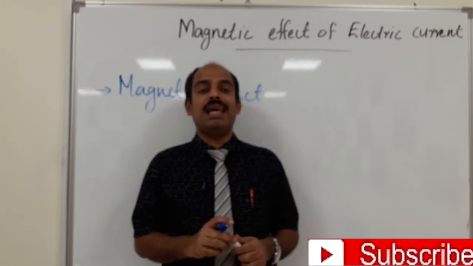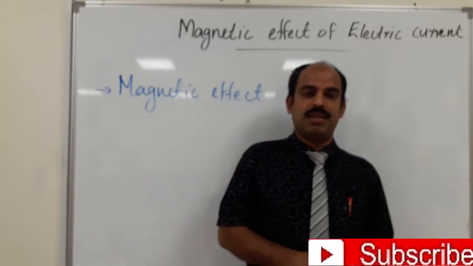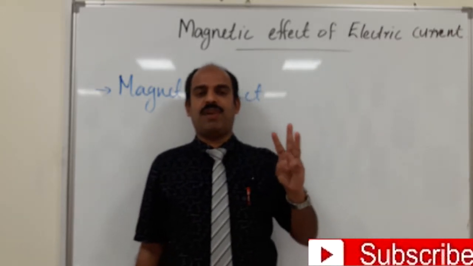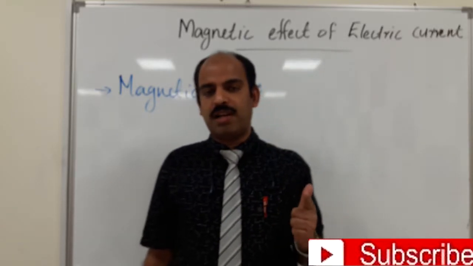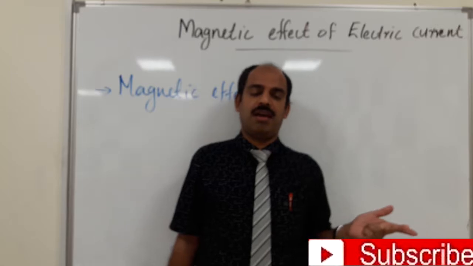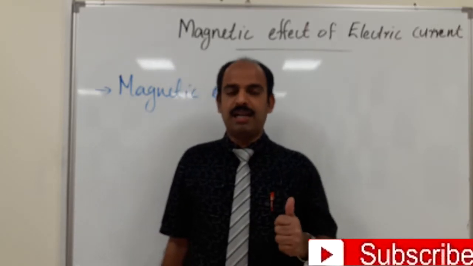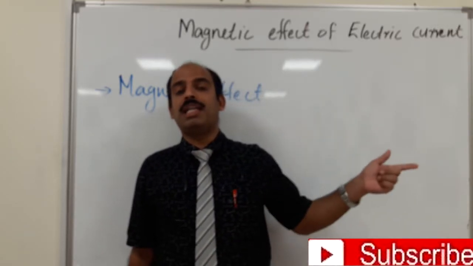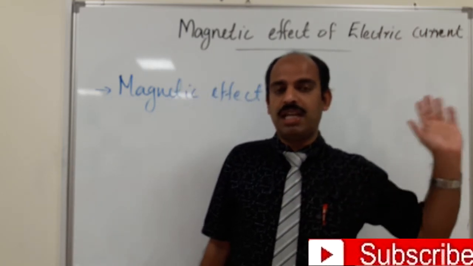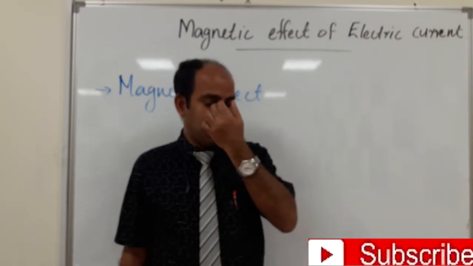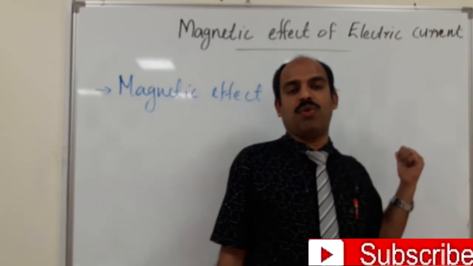Mainly, there are three effects of electric current: magnetic effect, heating effect, and chemical effect. In grade 10, we have only the heating effect and the magnetic effect. The heating effect we already studied in the chapter on electricity. Now we have the magnetic effect of electric current.